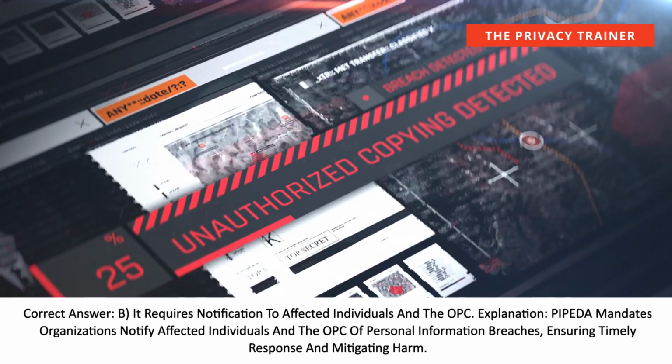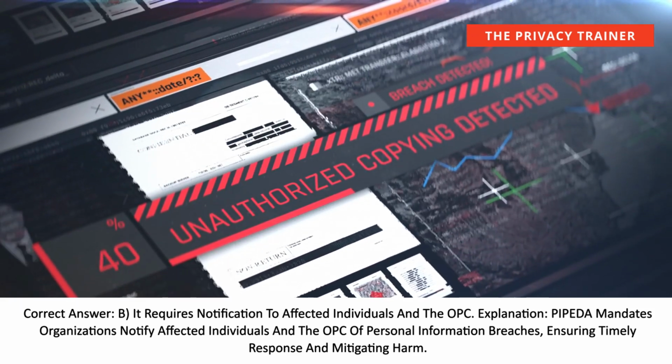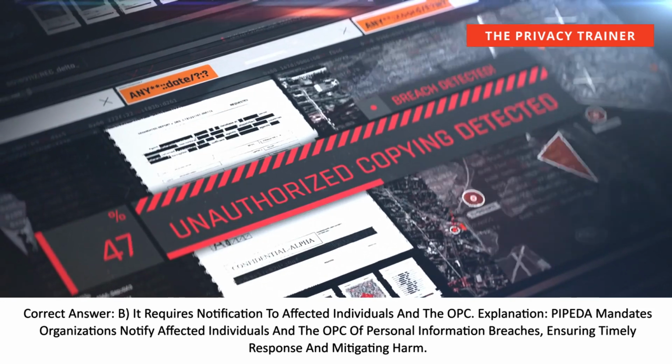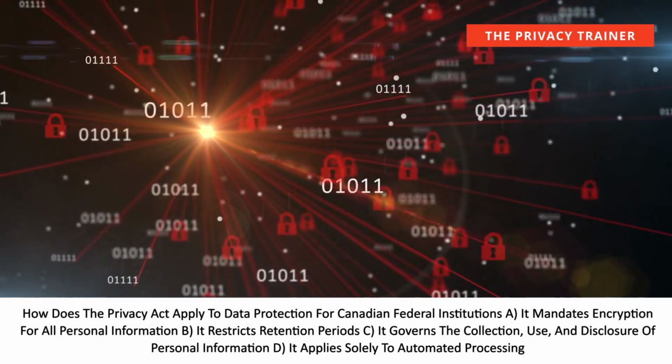Explanation: PIPEDA mandates organizations notify affected individuals and the OPC of personal information breaches, ensuring timely response and mitigating harm. How does the Privacy Act apply to data protection for Canadian federal institutions?